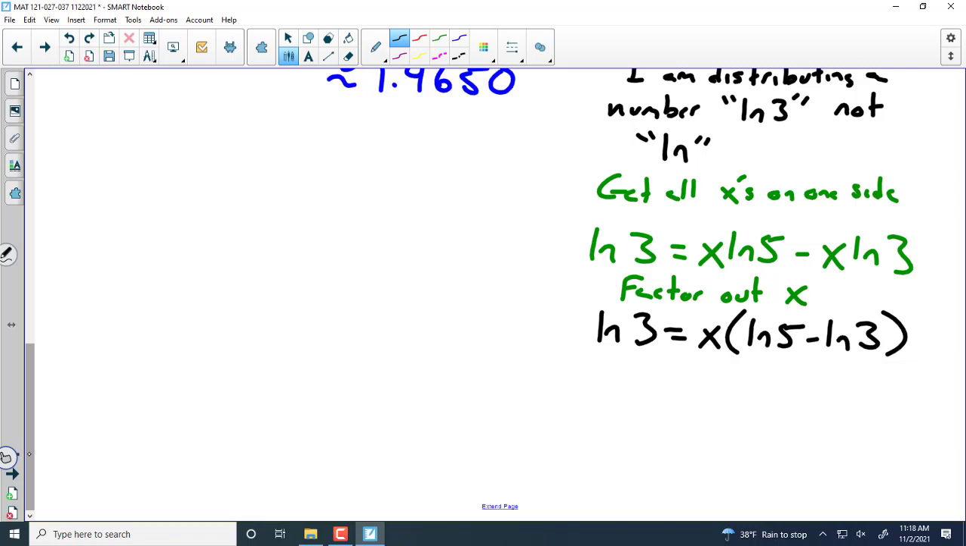And now, much to some people's hatred, we divide both sides by ln of 5 minus ln of 3. And after we finish this problem, I'll tell you something about this problem that might make you feel a little bit better.